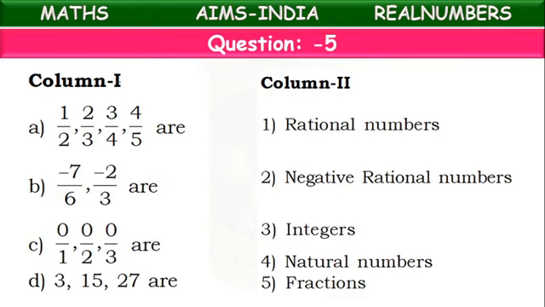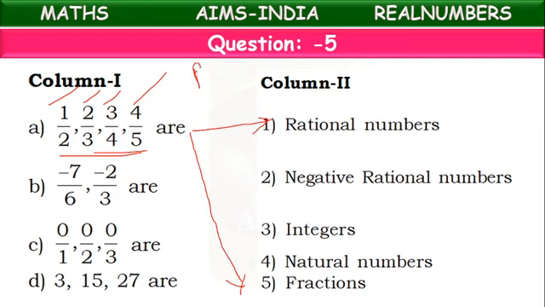Next, another matching set. 1 by 2, 2 by 3, 3 by 4, 4 by 5. We can call them rational numbers or we can call them fractions, because rational numbers means p by q, where p and q are integers, meaning they can be positive or negative. Whereas a fraction means in the form of p by q, where p and q are natural numbers, counting numbers only, not zero, not negative integers.